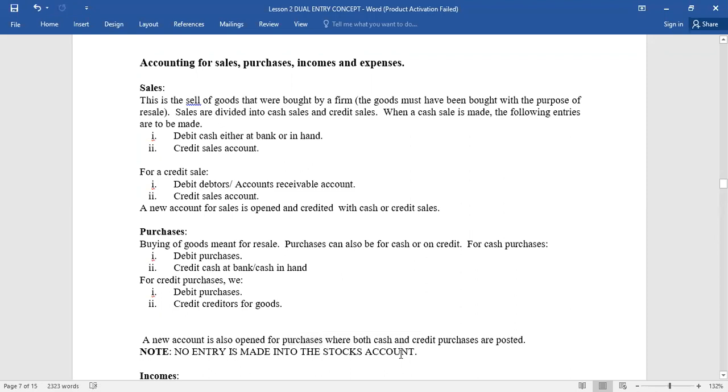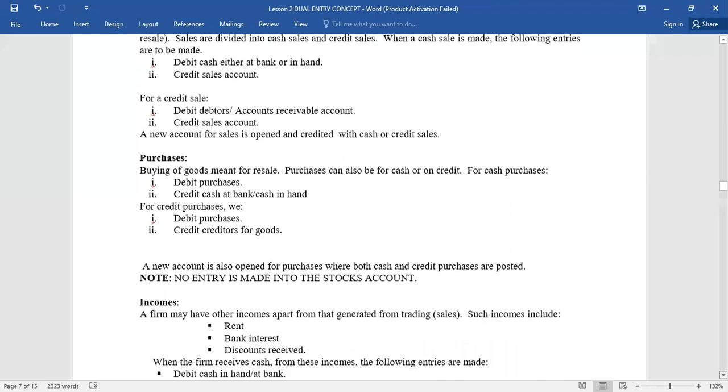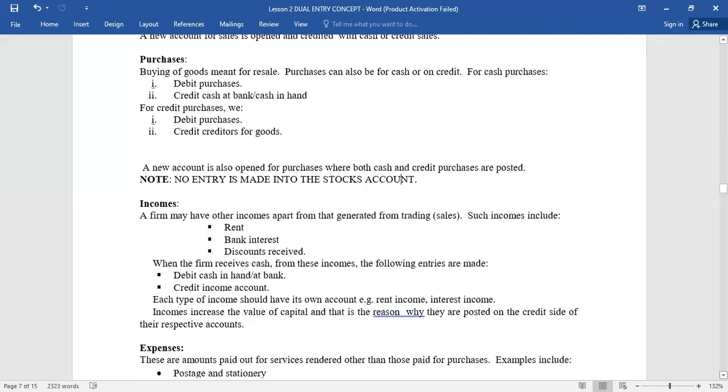So we have added two accounts. We have added purchases accounts and we have added sales account. We go on, then the other item is income and expenses. Now you realize a business may have other forms of generating income. Maybe you have a building, you're operating at the ground floor, or the other floors you are letting out, so you are receiving rent. That will be an income.